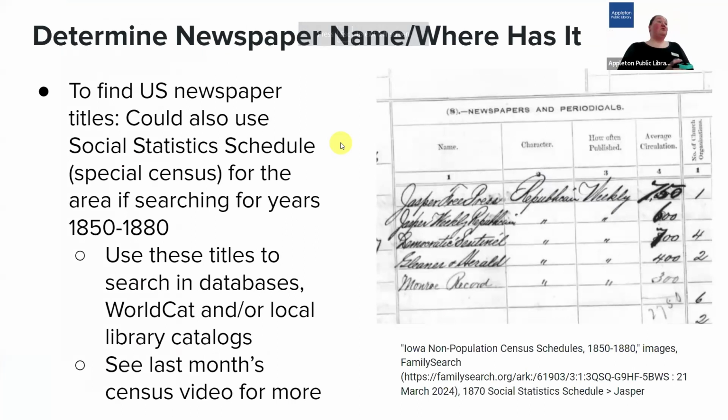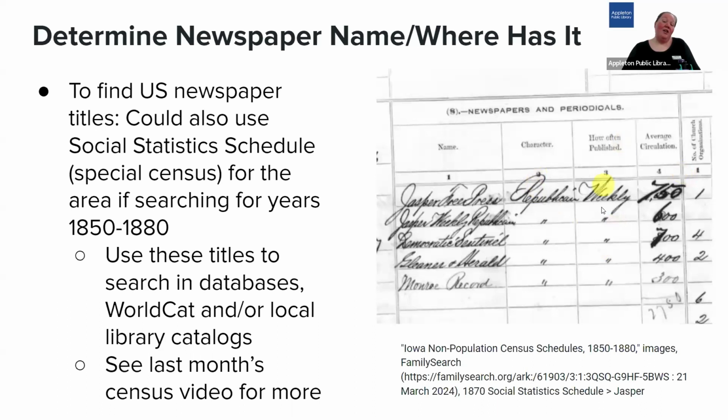Another way you could figure out those newspaper titles: remember last month when we talked about census records, we talked about a special census record called the Social Statistics Schedule that covers the years of 1850 to 1880. So these are really historic newspapers, and it will tell you, like you can see in this example, what the newspaper names are, what the character of the newspaper was, because at that time they had Republican newspapers and Democrat newspapers, and they were at odds. And then how often they were published, and what the circulation was.